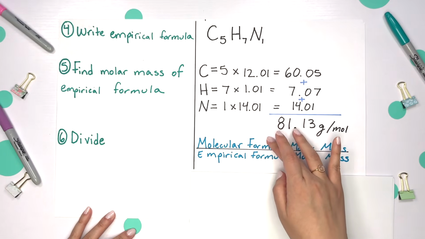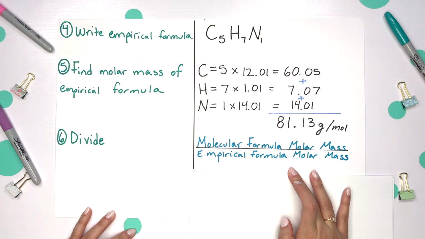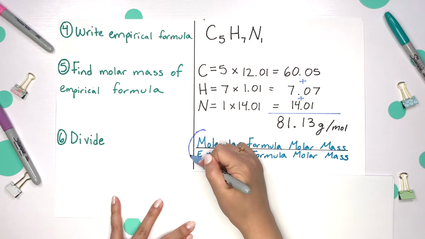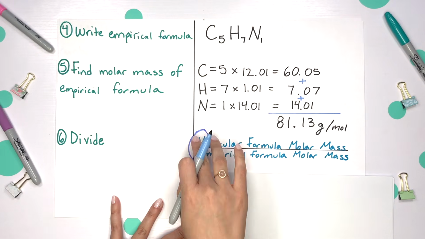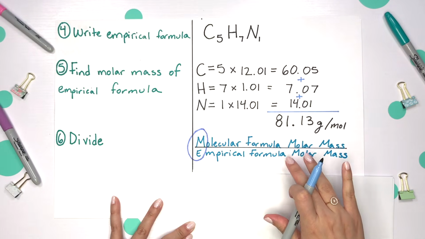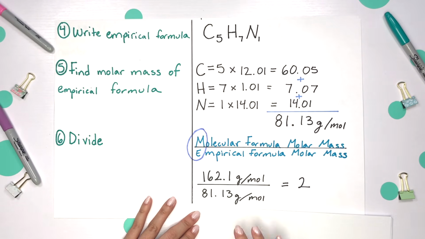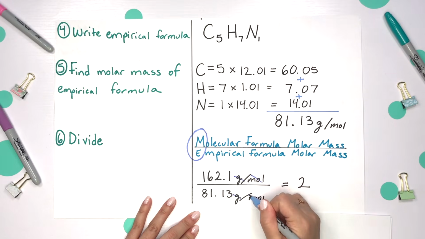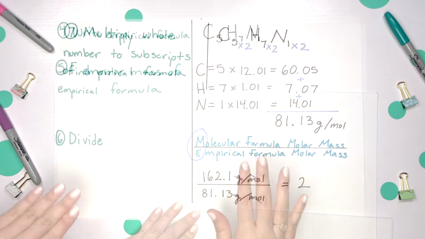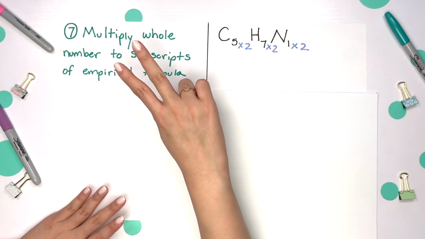We found our empirical formula's molar mass, and a nice little trick for you to remember that molecular formula's molar mass goes on top and the empirical formula's molar mass goes on the bottom is: please, oh please, don't forget about me. Molecular formula on top, empirical formula's molar mass on the bottom. So we'll divide those two values in our case, and these grams per mole will cancel, and you get a whole number of 2.